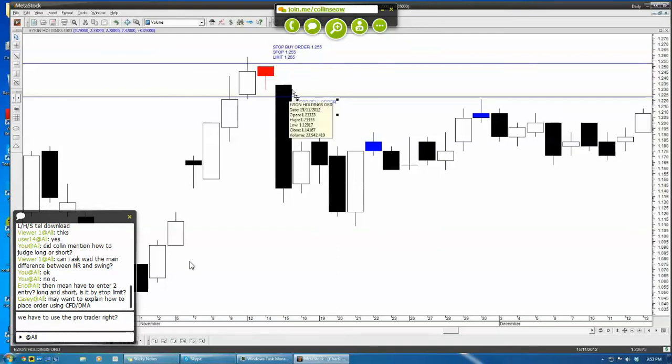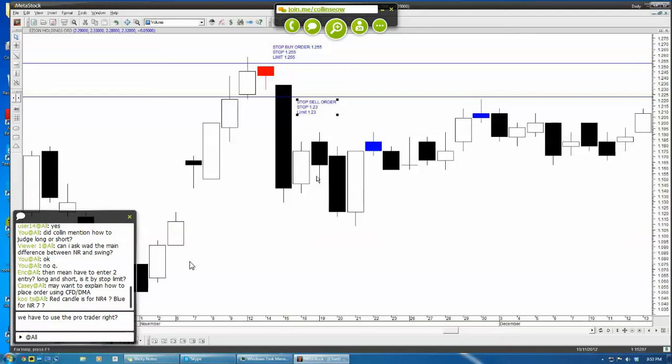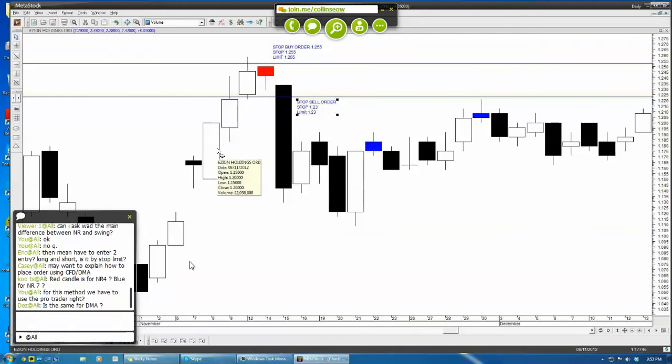But let's say at the end of the day you say, wow, it went down to here, good. Then within 2 days, you will try to secure your profit. Any question? Am I clear? Red candle is for NR4, blue candle is for NR7. But the red candle must be combined with an inside day. Like in this example, this candle is combined with an inside day. Got it?